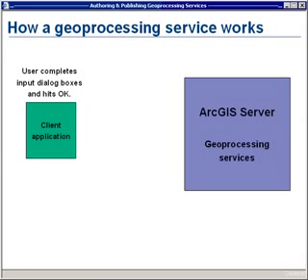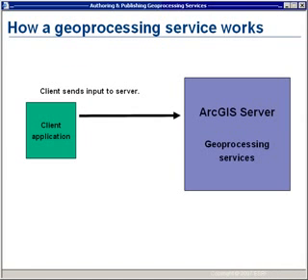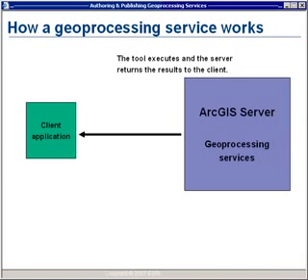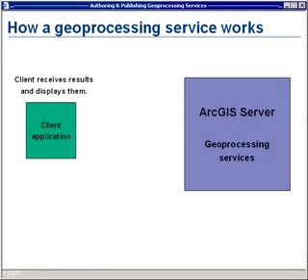Users complete those input boxes and hit OK. At this point, the information is sent on to ArcGIS Server, which receives the input and then uses that information to execute the tool, generating a set of results and then returning those results to the client. The client application is then responsible for displaying those results and allowing the users to interact with them.